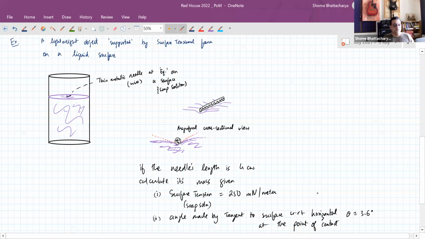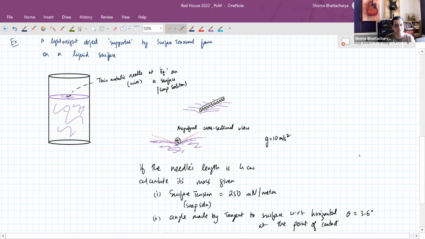So based on this information, and acceleration due to gravity is 10 meters per second square, we have to calculate the mass of the given needle. So let's try out this question. Ultimately it becomes a question of application of Newton's laws. Length of the needle is given to us as 4 centimeters.